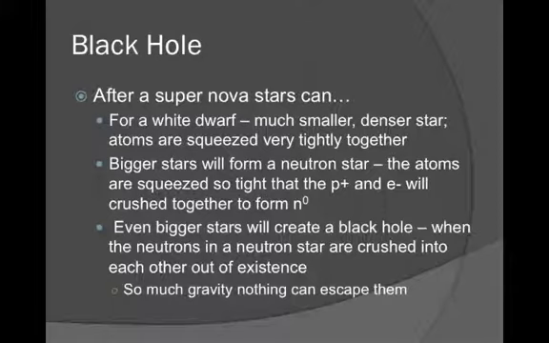The atoms are squeezed so tight that the protons and electrons will be crushed together, and then they will basically form a whole bunch of neutrons. Okay, but again, eventually this process will stop because it doesn't have enough mass. But if we get to a really, really big star, the protons and electrons are going to compress into neutrons, and then the neutrons are going to compress on each other until basically it just implodes.